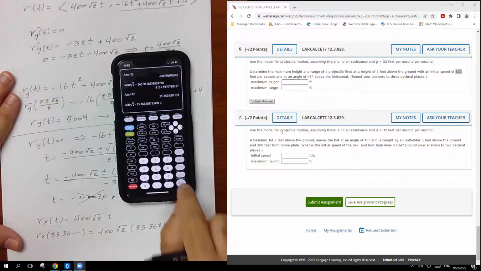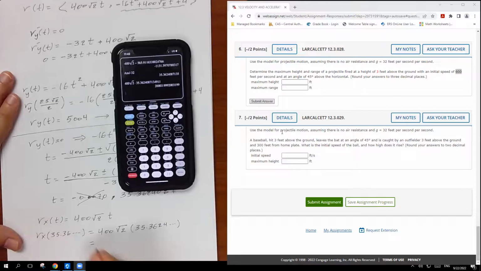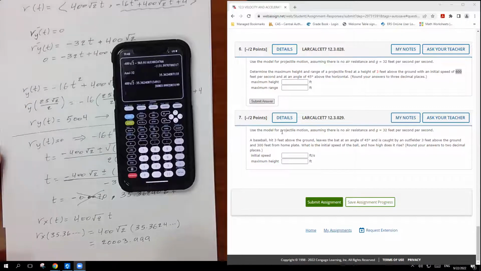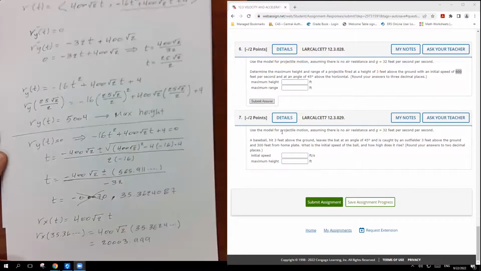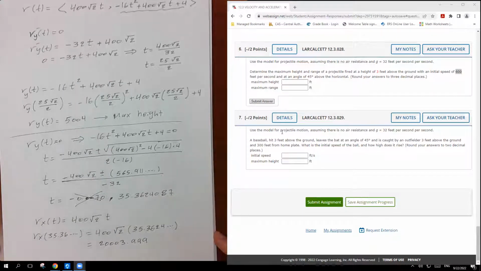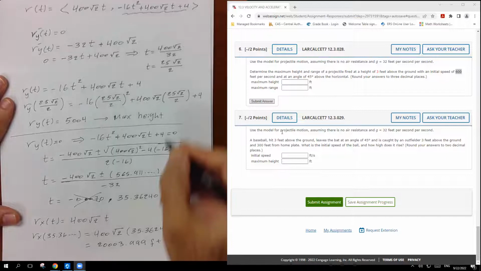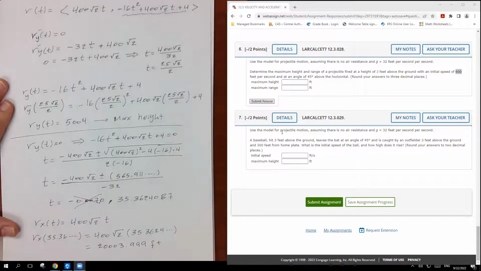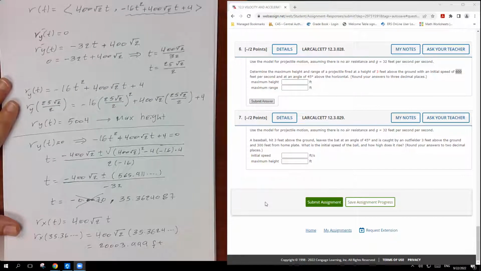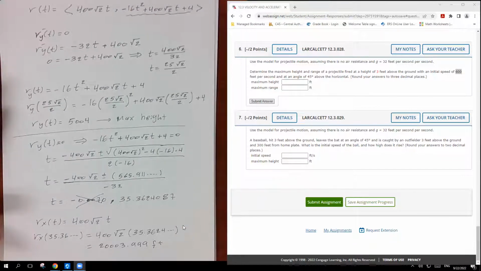So it's going to be 3.99. They ask you to round to 3 decimal places, I think. So this is the maximum range. Talking about feet, the maximum range is going to be in feet, and the maximum height also is going to be in feet. I know these are really long steps, but this is required.